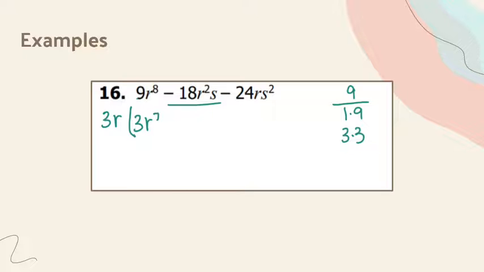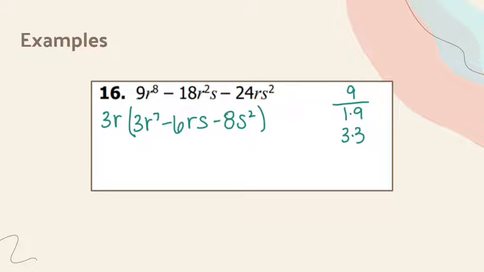Negative 18 divided by 3 is negative 6. R squared divided by r is r. And the s won't change because we did not take an s out. Negative 24 divided by 3 is negative 8. R divided by r cancels out. That just equals 1. And then the s squared stays because we didn't take out any s's.